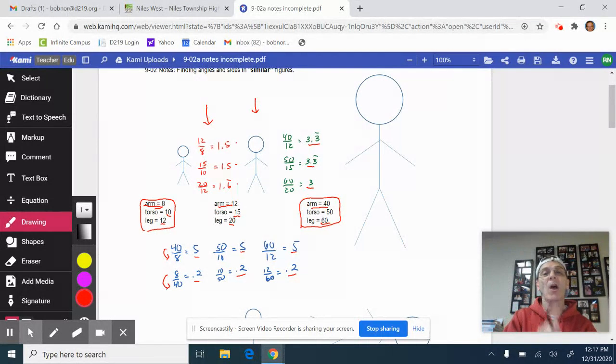But there is one other requirement mathematically for two figures to be considered to be similar to each other.